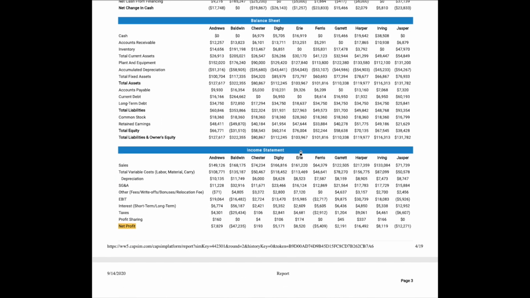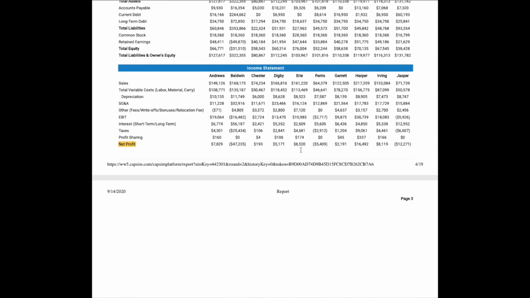Okay, and also you can see here net profit. Here I highlight why it's important: in the balanced scorecard, they measure 4 categories: financial, customer, internal business process, and learning and growth. The financial part includes profitability. That's why you need to pay close attention to how much profit you are making.